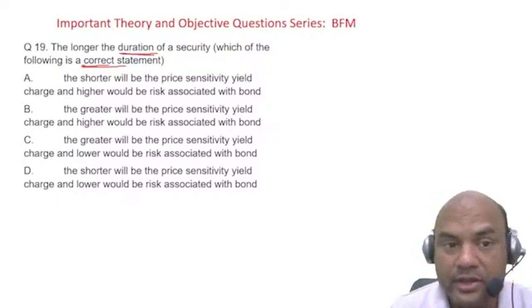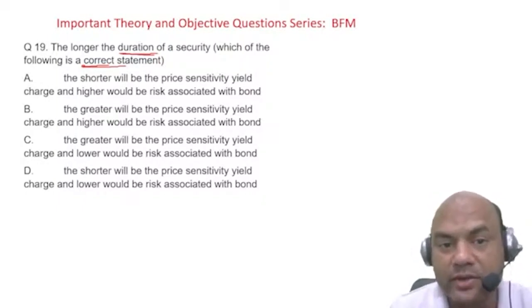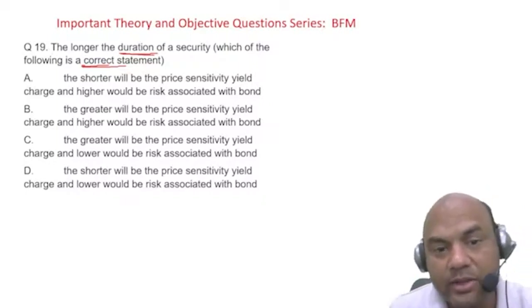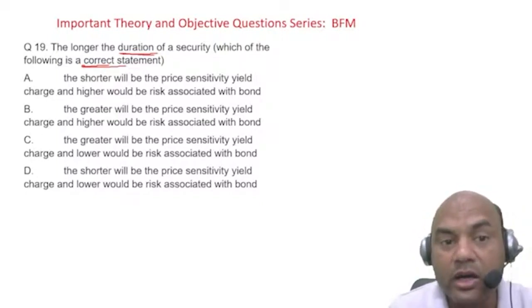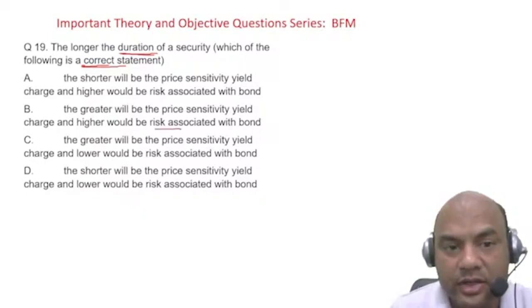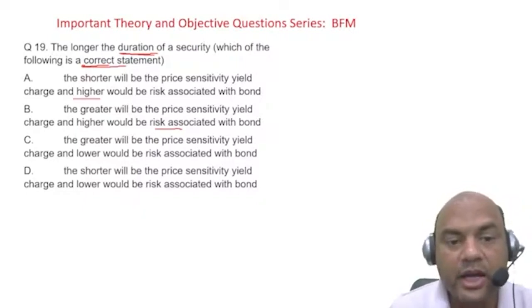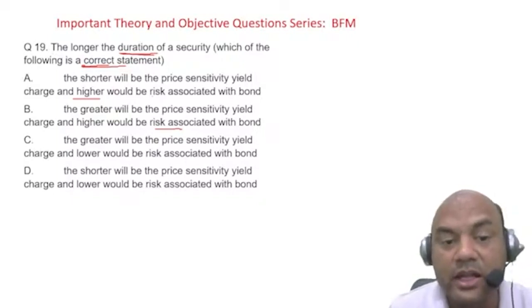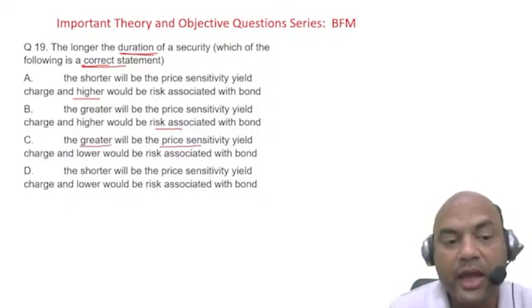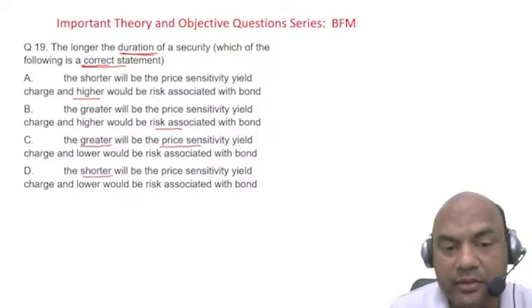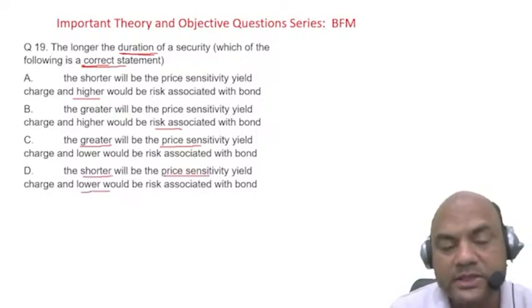Think over it. Everyone think over it. Shorter will be the price sensitivity. Next, greater will be the price sensitivity to yield change, and higher would be the risk associated with the bond. So higher risk, longer duration, higher risk. Then, greater will be the price sensitivity to yield change, and lower would be the risk associated. And last one, shorter is the price sensitivity to yield and lower is the risk associated.